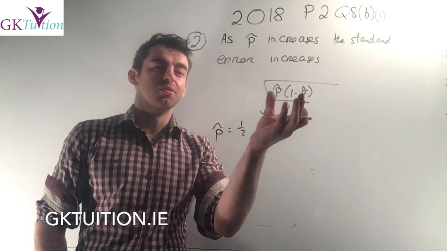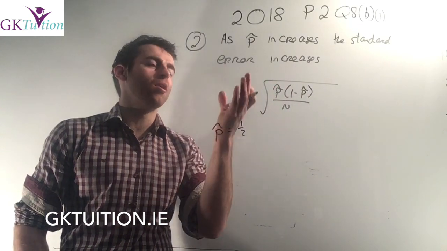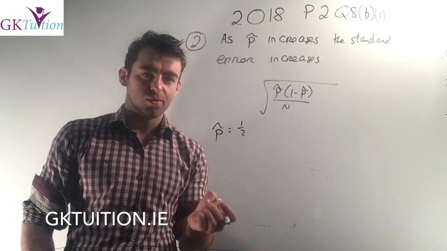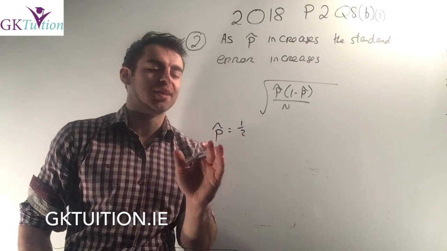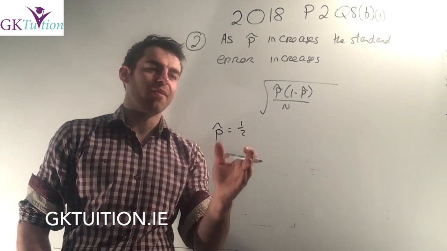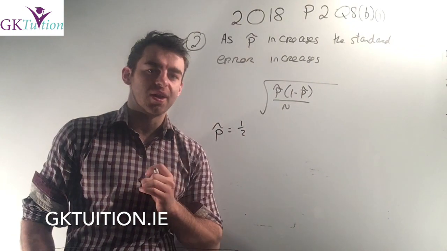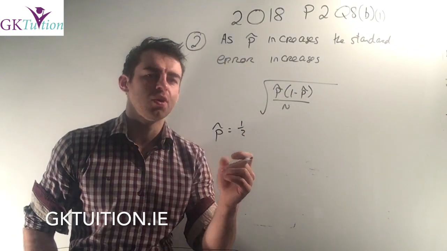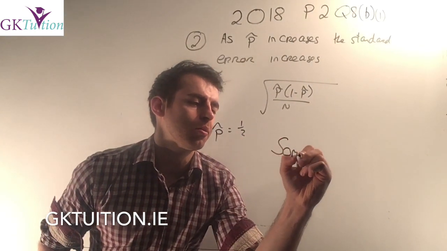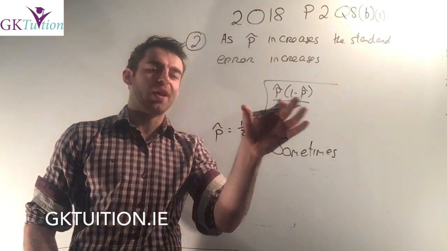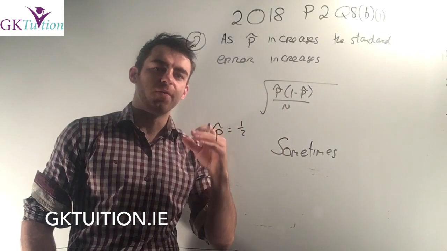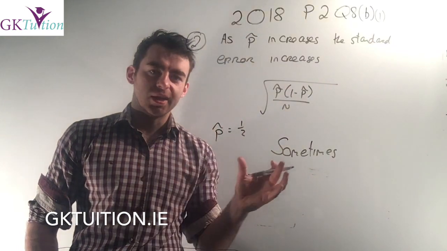So to be honest with you, before looking at this one, I would look at the next part of the question where we do differentiation, because I realized that p hat is at its largest when it's a half. If p hat is a half, then the standard error is at its largest. So your answer to that is it's sometimes true, because as it gets closer and closer to 0.5, this value gets bigger, but once it goes beyond 0.5, it starts to get smaller again. So in that case, it's sometimes true.